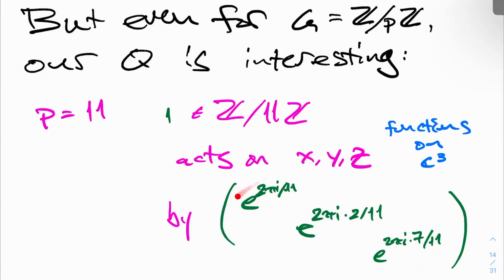But anyway, we're going to act with a primitive 11th root of unity on X. We're going to act with the square of that primitive 11th root of unity on Y. And we're going to act with the 7th power of that primitive 11th root of unity on Z. Sound good?